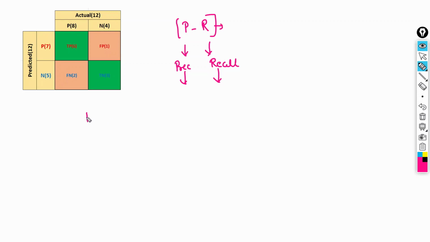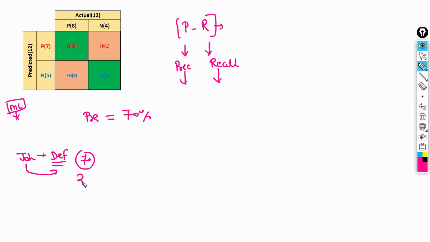So how can we calculate the precision? Precision tells how precise you are. I create a machine learning classification model. So how precise is my model? My model detected that John is a defaulter. What is the probability that John is a defaulter? We can say precision is 70%. So there is a 70% probability that John could be a defaulter, and 30% he may not be. That is precision, how precise you are.